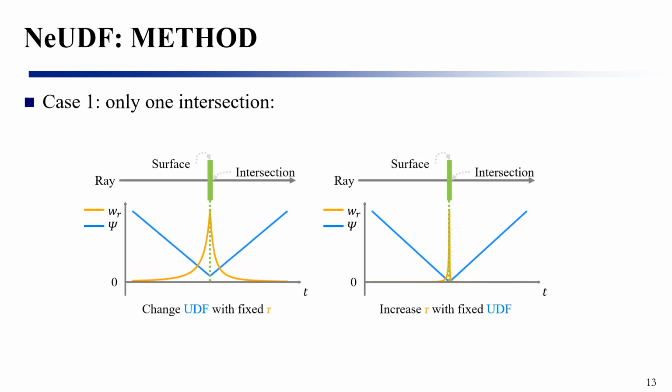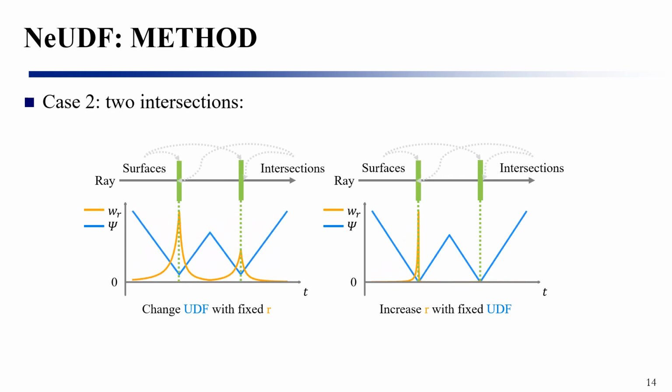The weight function involves two trainable parts, the UDF value psi and the scale parameter r. In the simplest case, where there is only one intersection, we show the weight function graph with changing UDF and changing r, respectively. It can be seen that the weight is unbiased. In case 2, there are two intersections along one ray. It can be seen that the weight is occlusion aware in a dynamic manner, despite the ambiguity of UDF zero-point detection.